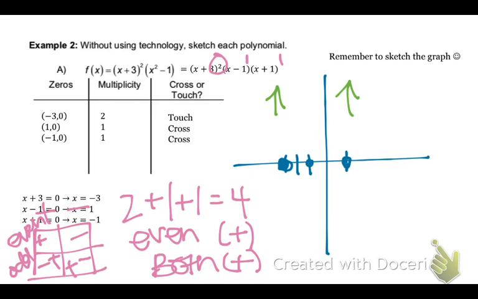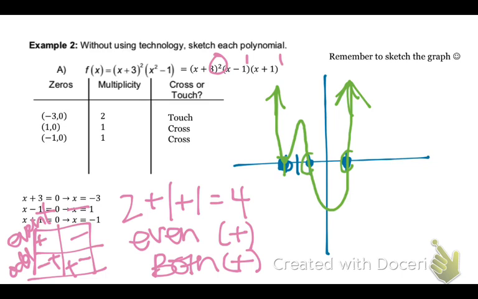Now, we're just going to go down this line right here. So this is going to be a touch. Here we're going to cross, and here we're also going to cross. Okay, so this is going to go down. It's going to touch that, go back up, cross there, and it's going to cross there.